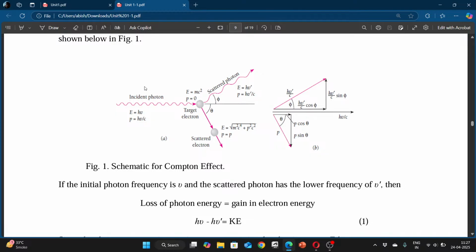Incident photon. This is the target electron. Then this is equal to mc square, p equal to the initial conditions. Now let's draw a plane.